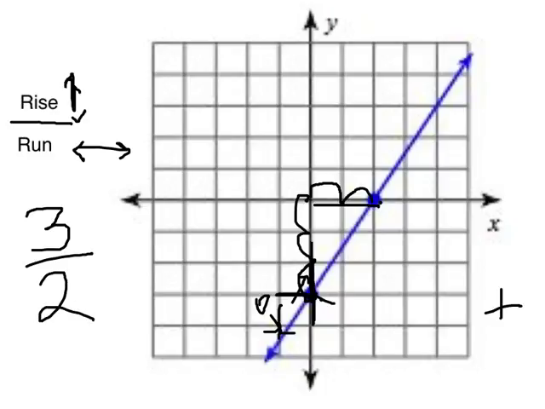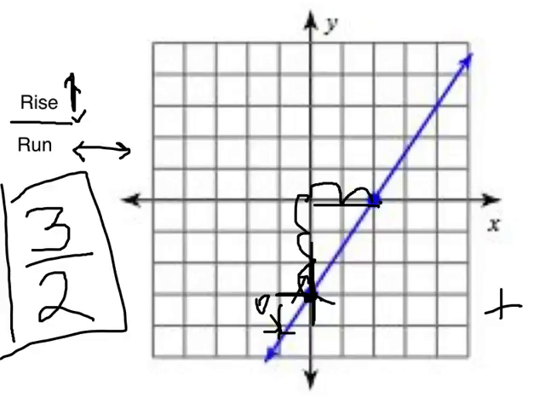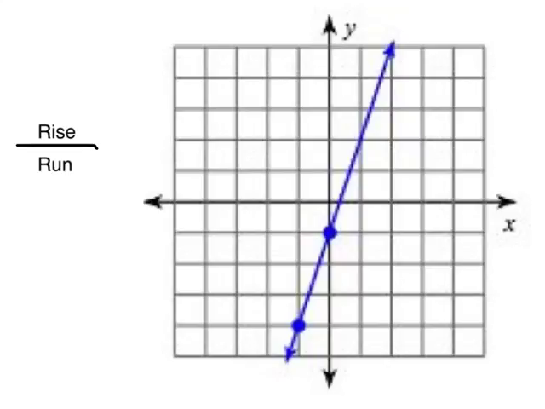So we need to rise 3 and run 2. So our slope is 3/2. Let's look at another example.